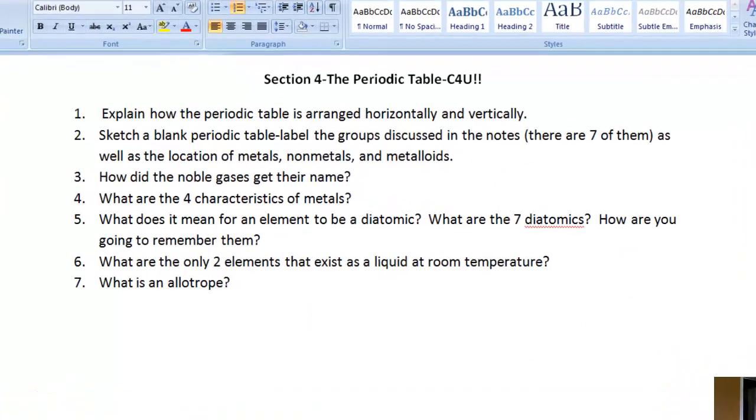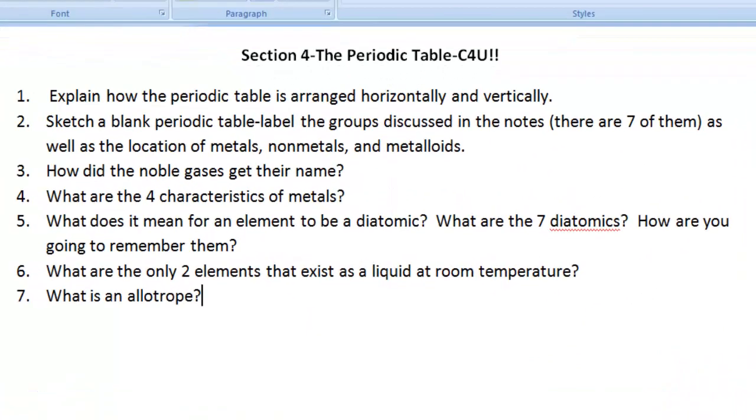Okay, so for section 4, number 1, explain how the periodic table is arranged horizontally and vertically. This is a specific way that we arrange it both directions. Number 2, sketch a blank periodic table and label the groups that were discussed in the notes. There should be 7 groups, as well as label the location of the metals, nonmetals, and metalloids. Number 3, how did the noble gases get their name? Number 4, what are the 4 characteristics of metals?